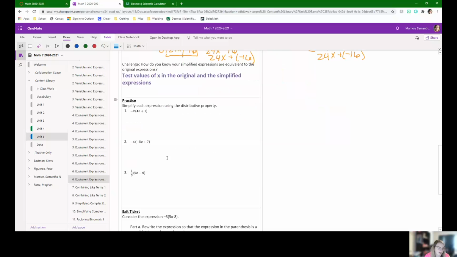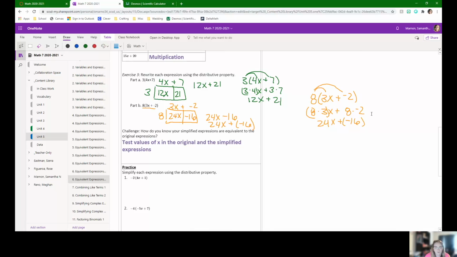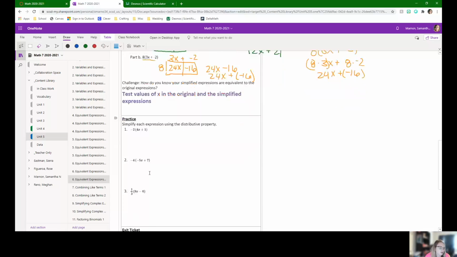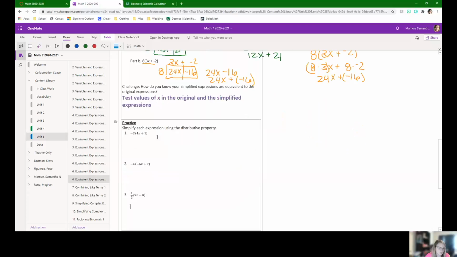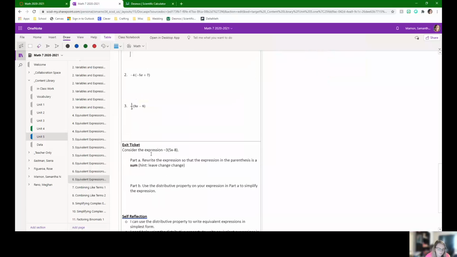So now we have our practice. So you have 3 practice expressions. Simplify each expression using the distributive property. You don't have to do both ways. If you like the area model, just do the area model. If you like doing it algebraically, just do it algebraically. You only have to pick one way and go with it. And maybe it switches for each one, but don't do it twice. You only have to do it once.